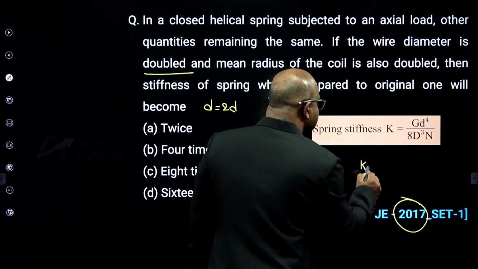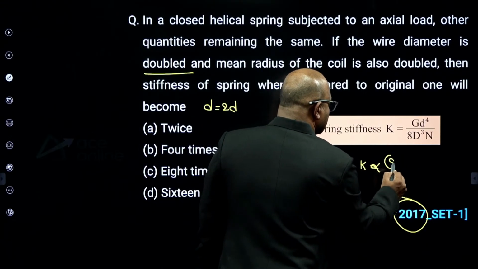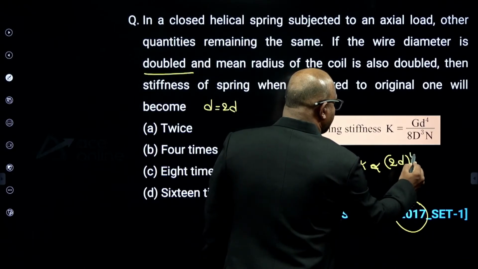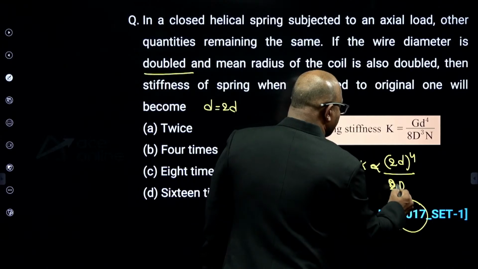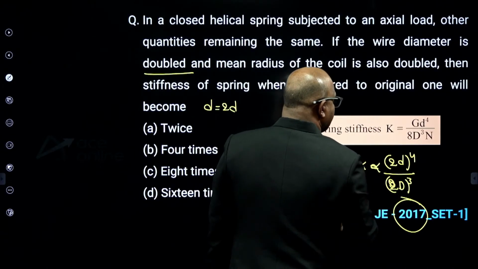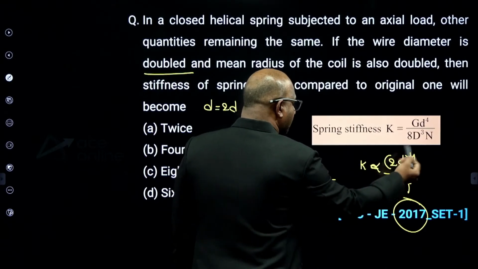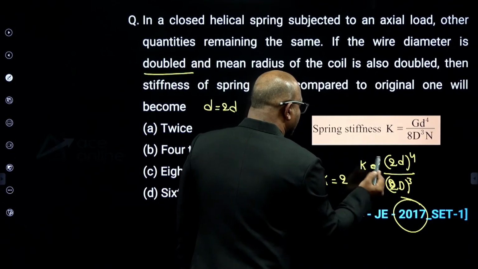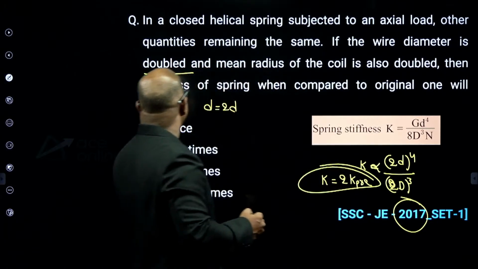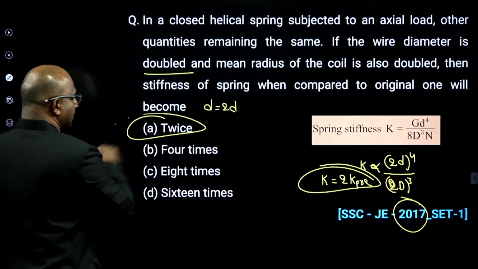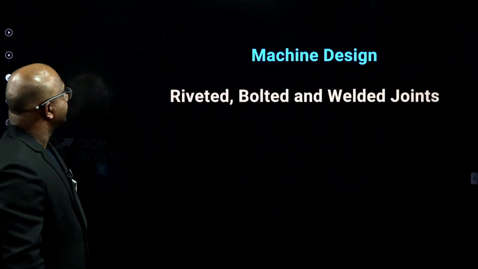K is proportional to, I can write, 2d power 4 by 2D whole cube, guys. If you observe carefully here, I am going to get K approximately equal to 2 power 4 by 2, which means 2 into the previous K. So it becomes twice. So the answer is option A. Very good, Dev. Your answer is correct.